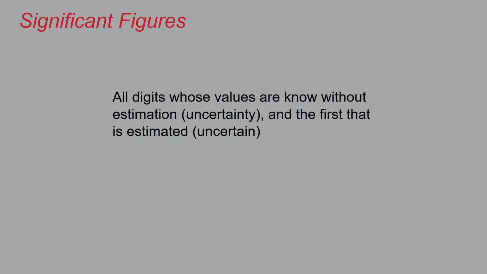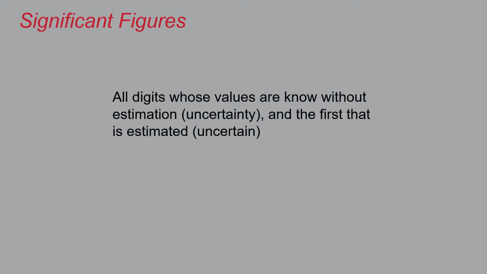The next thing we have to talk about here is this thing called significant figures, and this is a phrase that for some reason gives a lot of science students, or let's say former science students, a nervous tick. I never understood why, because it's really not that complicated. So here's the definition. It is all digits whose value are known without estimation, and we call that uncertainty. And the first one that is uncertain, let me guess, that did not clarify this at all for you. I understand, don't feel bad.